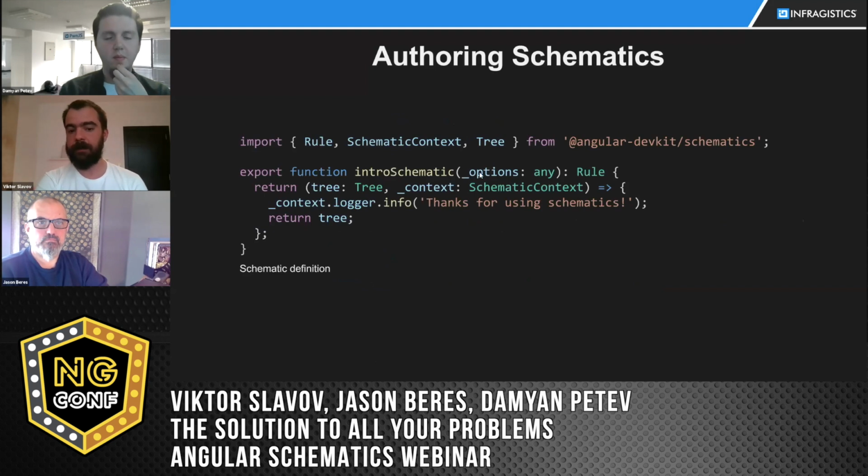It's a simple function that takes in an options object, which specifies the arguments that the rule will take into account when running. So if you want to pass anything, pass it through this object, and then the factory returns a rule which will be executed on the tree. The rule itself has access to the tree, that abstraction of the file system, and the context. The context has a lot of useful stuff. We'll touch on that later. And this example schematic just logs a quick message.